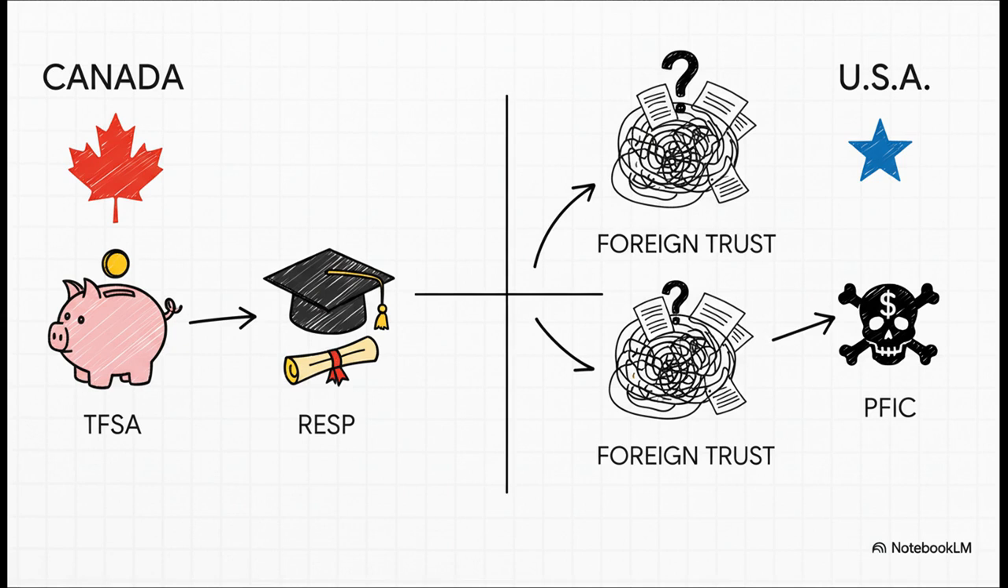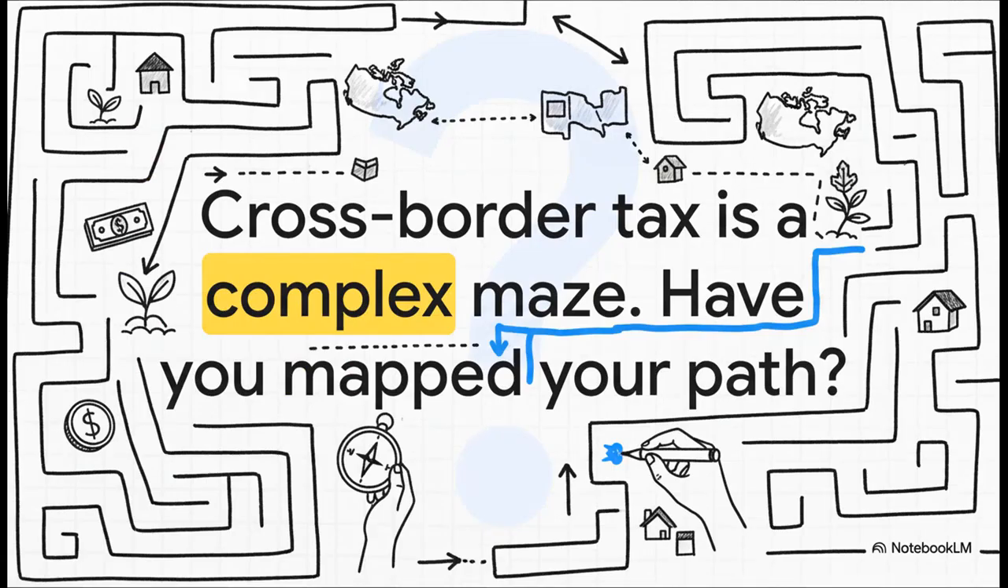The same thing goes for an RESP, the education savings plan. And if that weren't enough, most standard Canadian mutual funds are classified as something called PFICs, passive foreign investment companies, which are subject to some of the most difficult and punishing tax rules in the entire U.S. tax code.